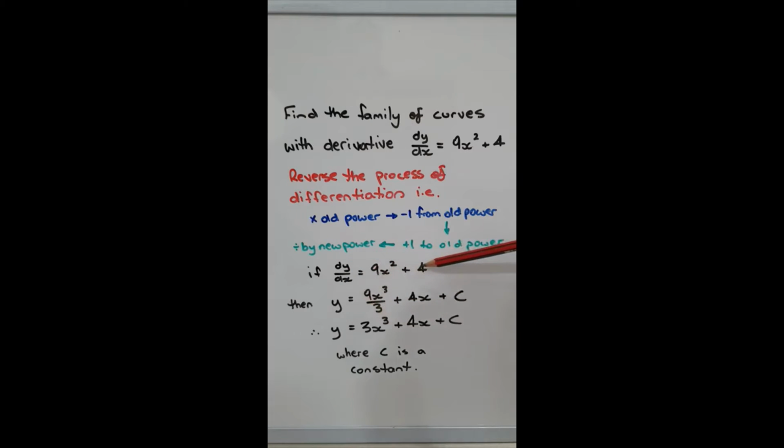Then starting off with the 4, if it's just a constant and we anti-differentiate, you just add an x to the 4. Don't forget also we need to add a plus c, because the original function might have had a constant in it which disappears when you differentiate it. So therefore, y equals 3x cubed plus 4x plus c, where c is a constant.